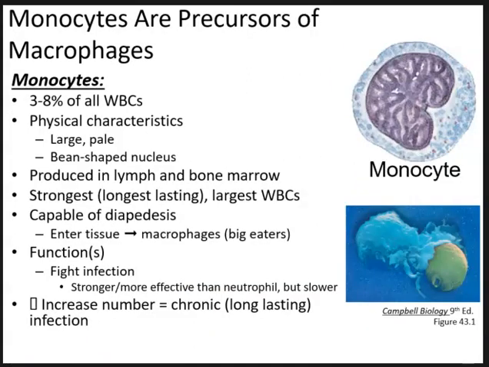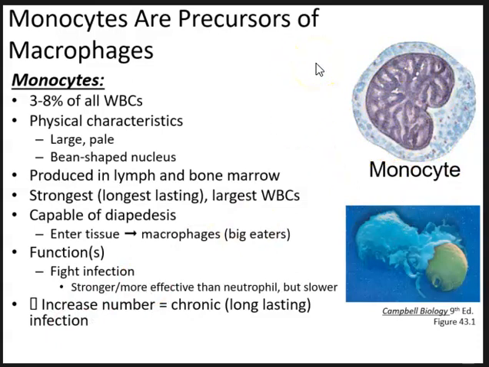The next type of leukocytes that we're going to talk about are the agranulocytes. So A meaning without. These are leukocytes that do not have cytoplasmic granules. The first one we're going to talk about are monocytes. Monocytes make up about 3 to 8% of all white blood cells. Now, these are the largest of the leukocytes. They're large, they're pale, with no cytoplasmic granules. They have a distinctive bean-shaped or kidney bean-shaped nucleus.